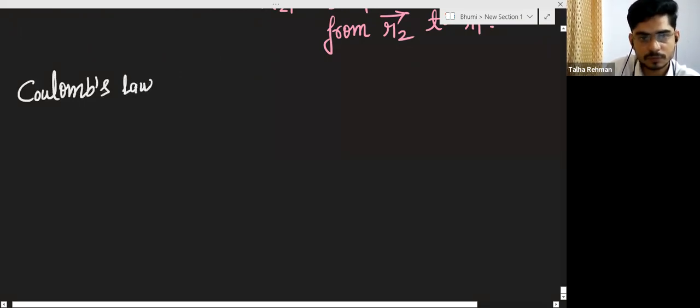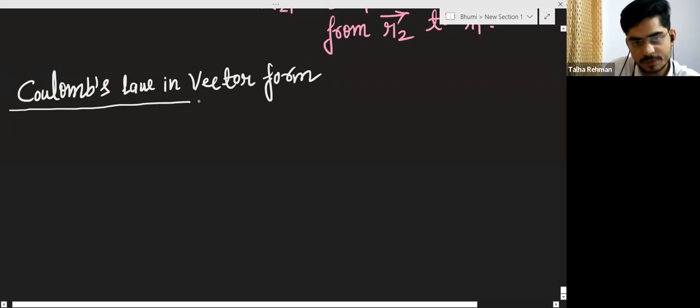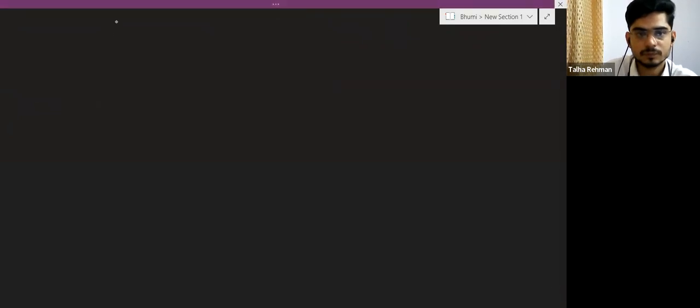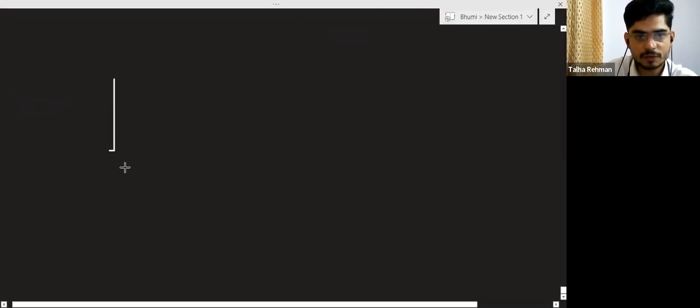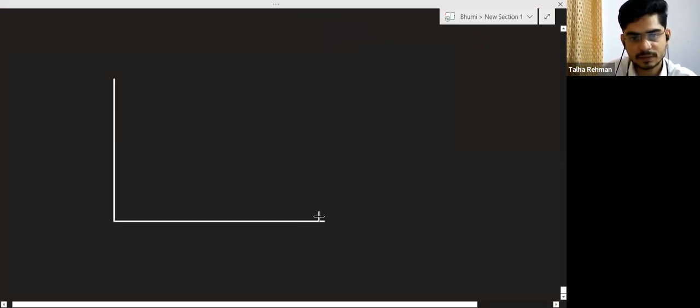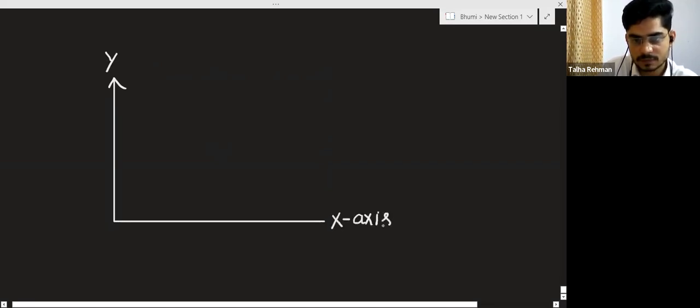Coulomb's law in vector form. It means we have to write Coulomb's law in vector form. For this, I require two axes, and I am taking this as the y-axis and this as the x-axis.